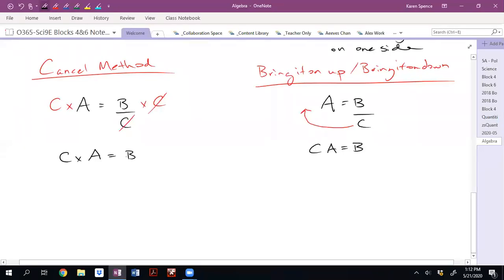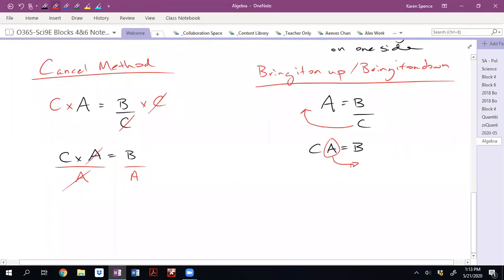So over in our cancel method, we're going to say, I don't want A there, so I'm going to divide this side by A so that A cancels out. And that means I also have to divide the other side by A so that I haven't made the equation unequal. Whatever I do to one side, I must do to the other side. Now, in the bring it on up, bring it on down method, I want to get rid of A, and it's on the top, so I have to bring it on down. So it's going to end up on the bottom.